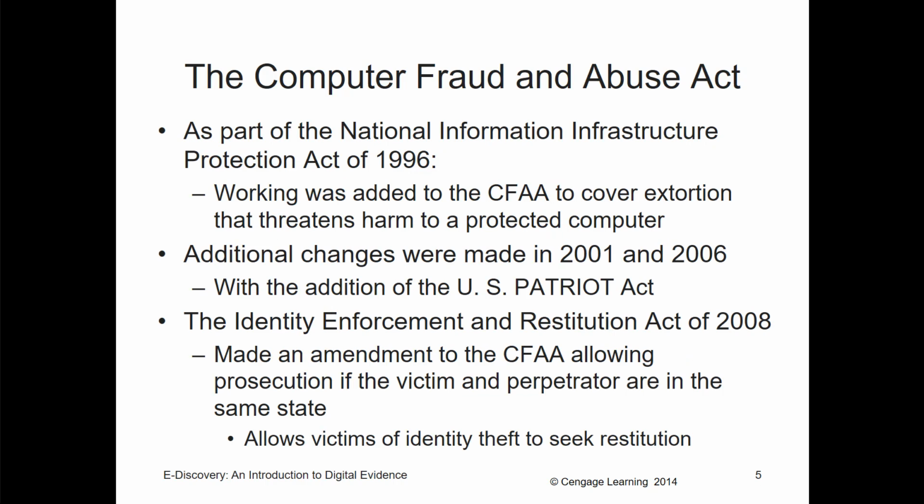Part of the National Information Infrastructure Protection, NIIP Act of 1996, was added to the Computer Fraud and Abuse Act to cover extortion and threatening harm to a protected computer. Additional changes were made in 2001 and 2006 with the Patriot Act. The Identity Theft Enforcement and Restitution Act of 2008 made an amendment to the CFAA allowing prosecution if the victim and predator are in the same state. It also allows victims of identity theft to seek restitution.